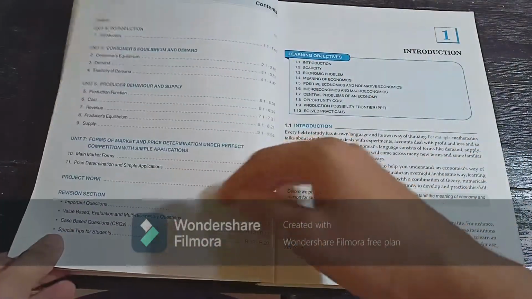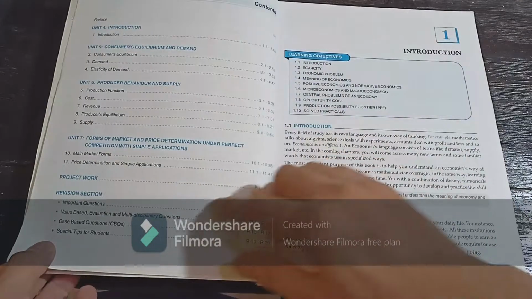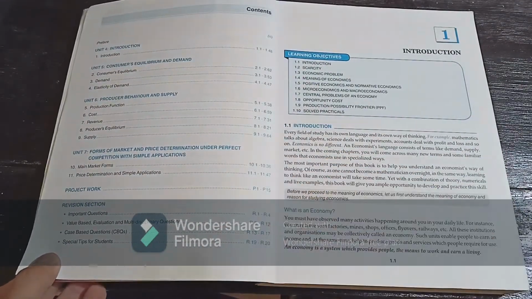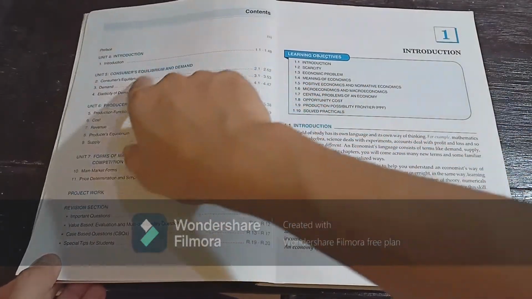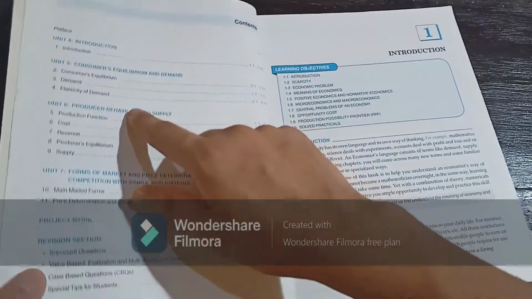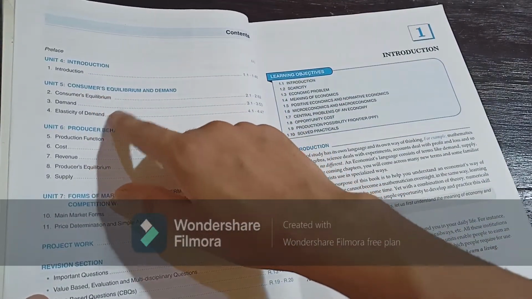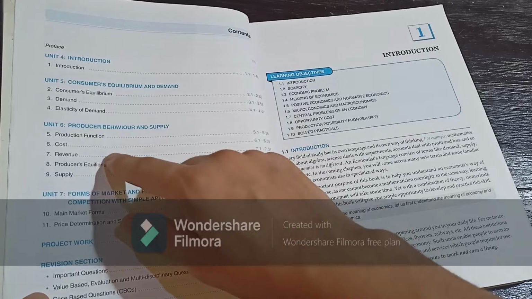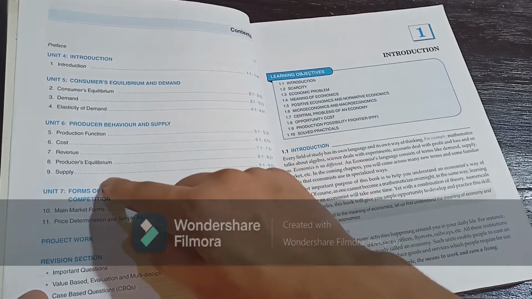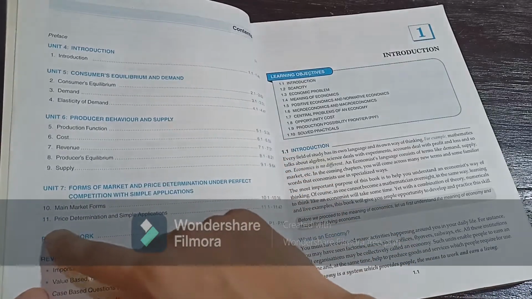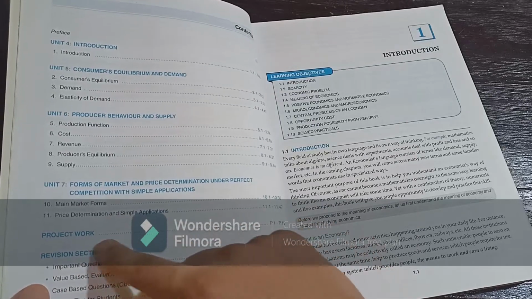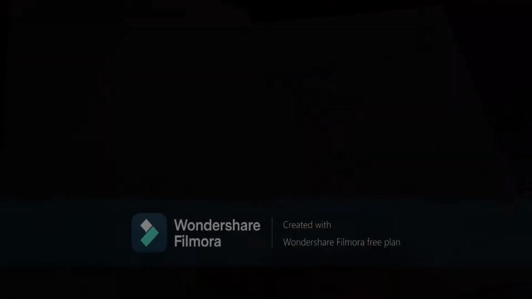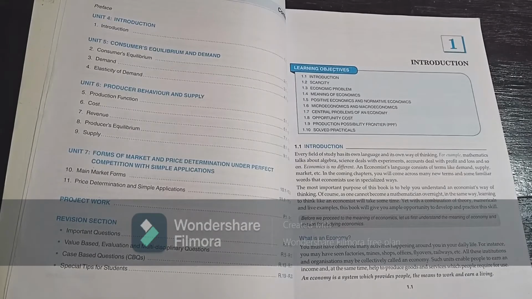So here is the content, as you can see. There are 11 chapters. First one is introduction, consumer equilibrium and demand, elasticity of demand, production function, cost, revenue, producer's equilibrium, supply, main market functions, price determination, simple applications. Then we have project work, then revision section. So guys, now let's start with chapter 1, introduction.